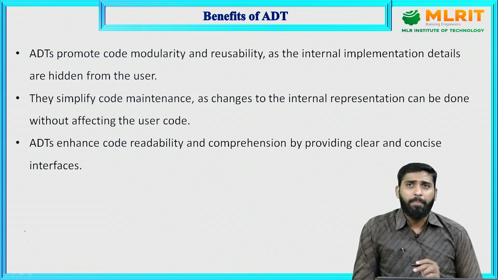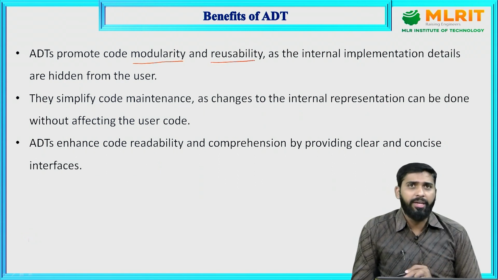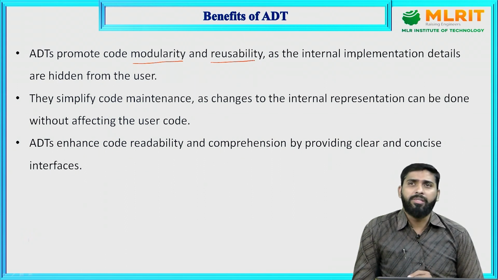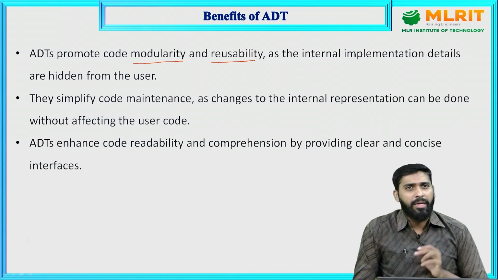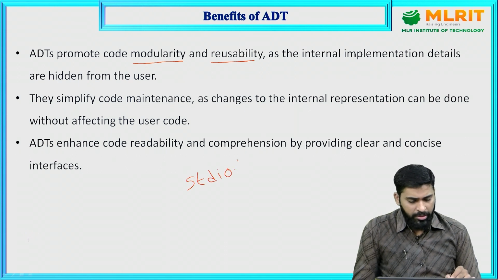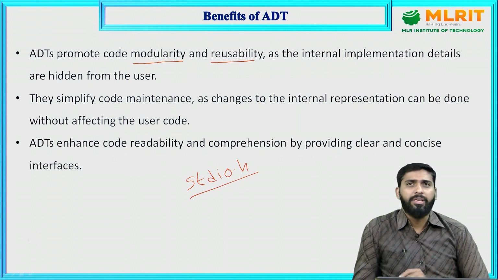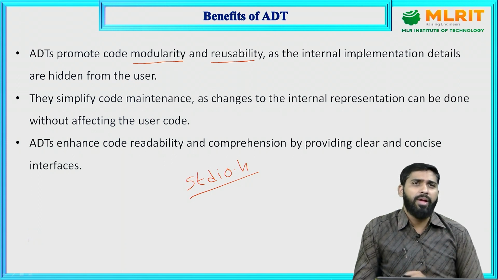Abstract data types promote code modularity and reusability, as the internal implementation details are hidden from the user. We all write C programs. In every C program we write #include <stdio.h>. This stdio.h is a header file we are going to reuse in our programs. This header file we use in different modules. So that is the benefit of abstract data types: they promote code modularity and reusability.